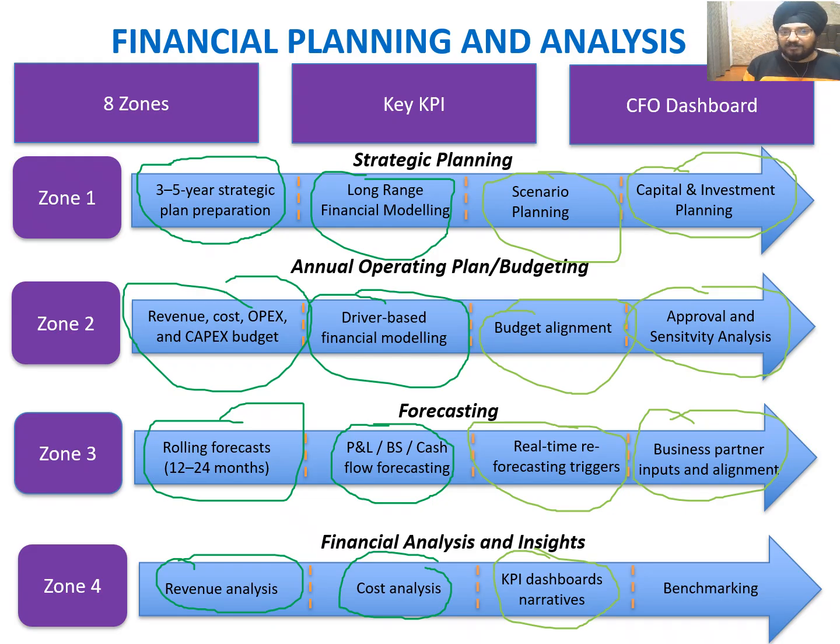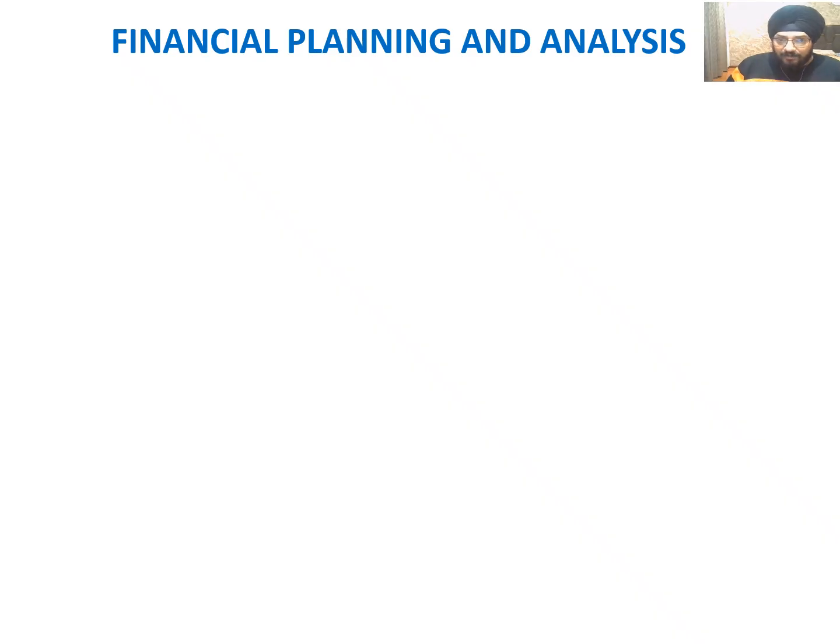So these are the first four zones, wherein we have completed strategic planning, AOP, which is the annual operating plan and budgeting, forecasting, and financial analysis and insights. So let's move to the next four zones. Okay, now we have another four zones.